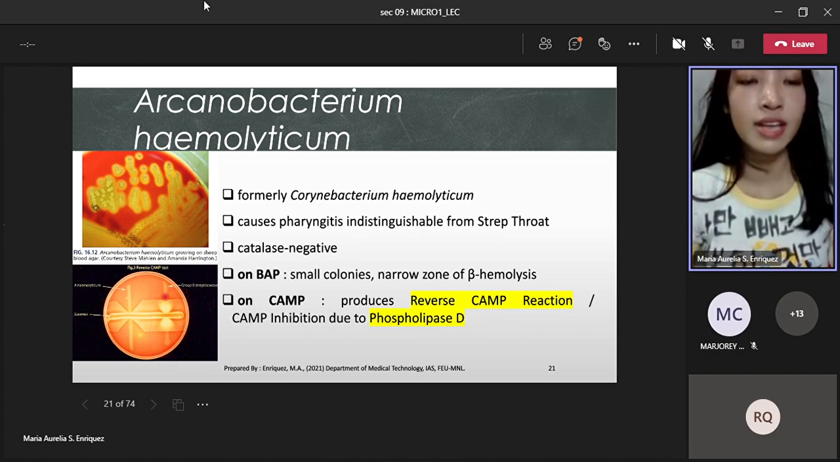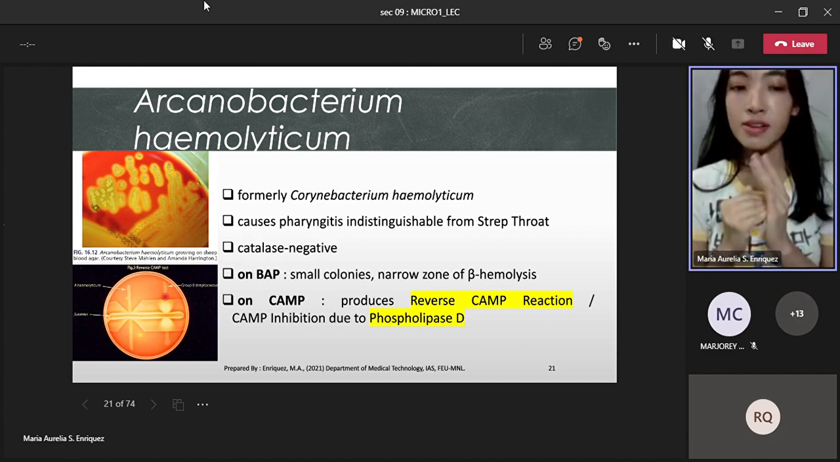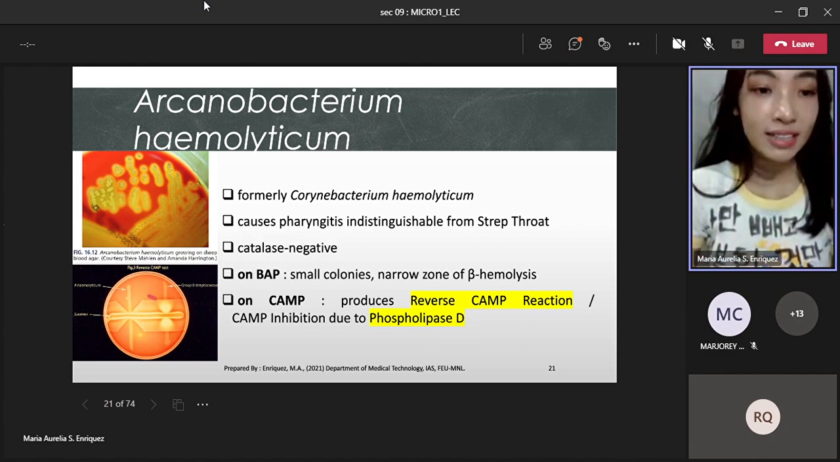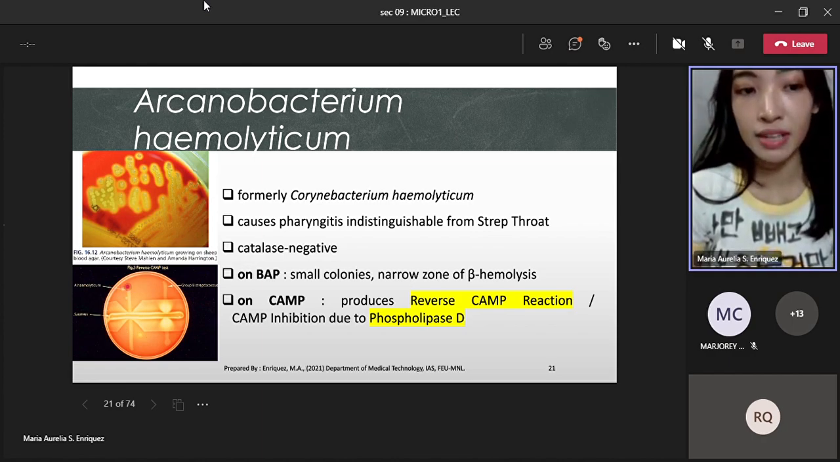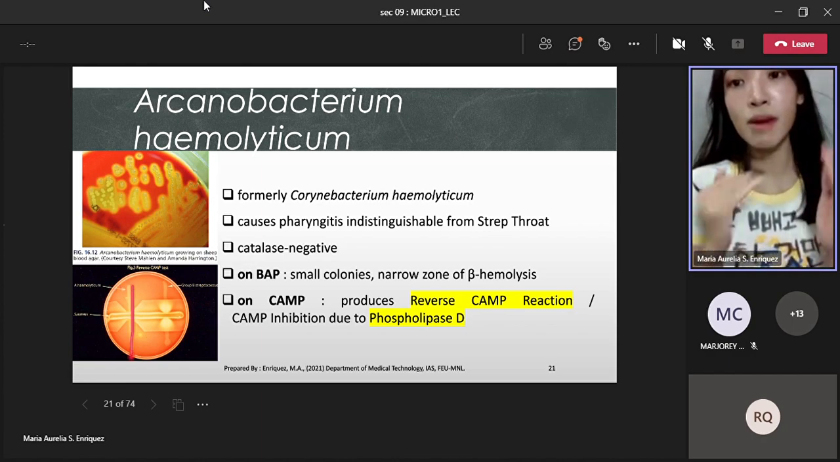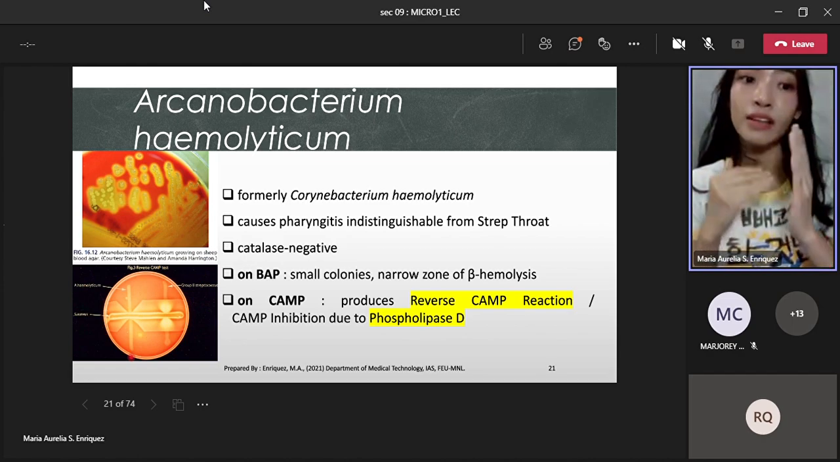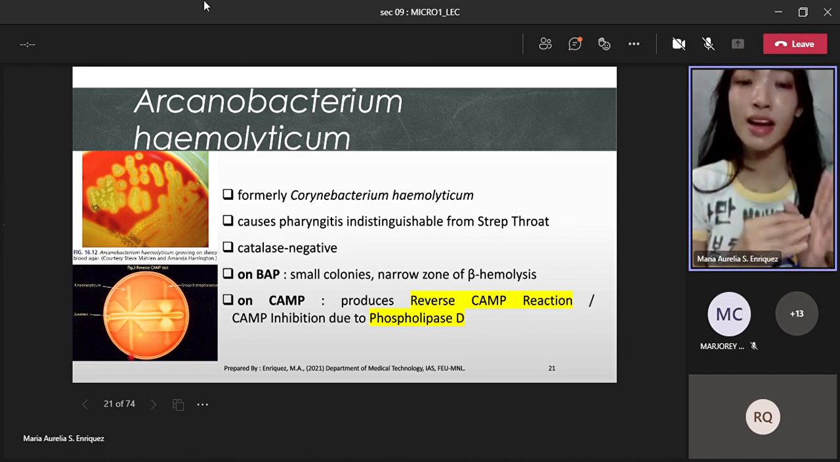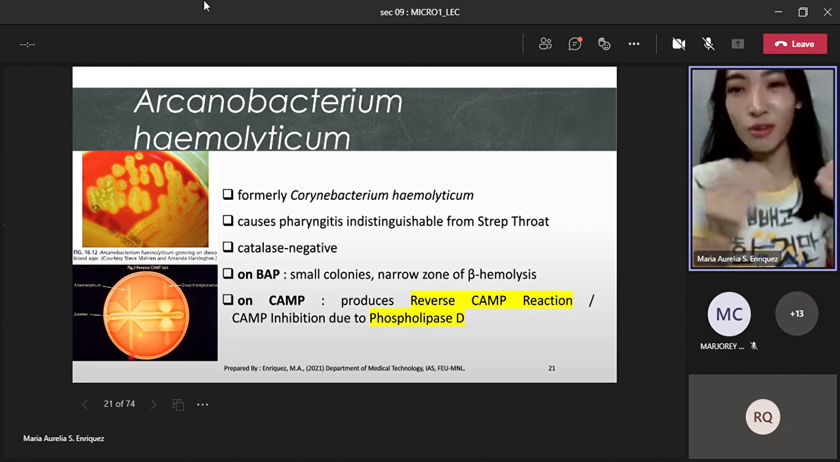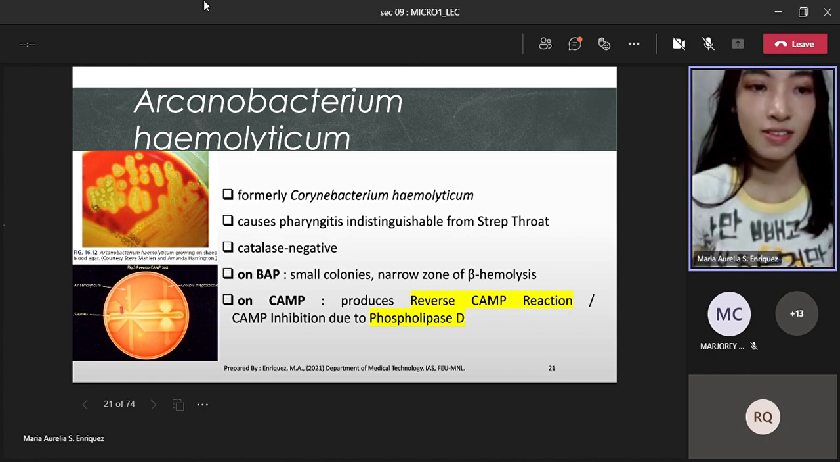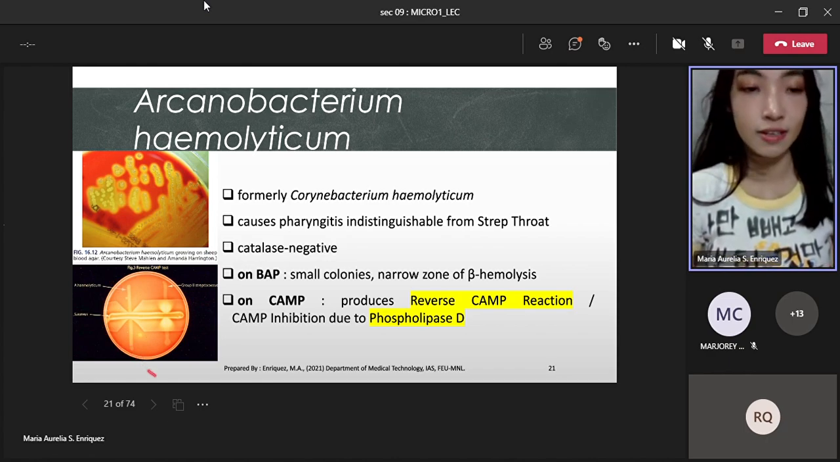So, dun sa area kung saan nag-meet yung dalawang streak lines, na-enhance yung hemolysis. Kabaliktaran nito yung na-produce ng Arcanobacterium haemolyticum. So, dun sa mga areas kung saan nag-meet yung Staph aureus and yung Arcanobacterium haemolyticum streak, na-lessen yung capability ng Staph aureus to produce hemolysis. So ito po yung tinatawag na reverse CAMP.